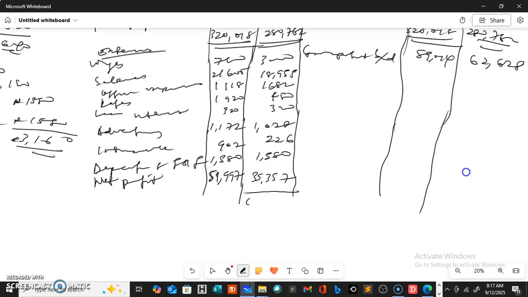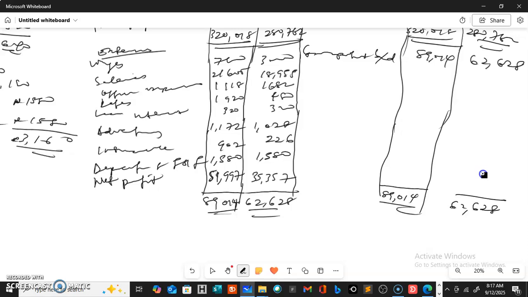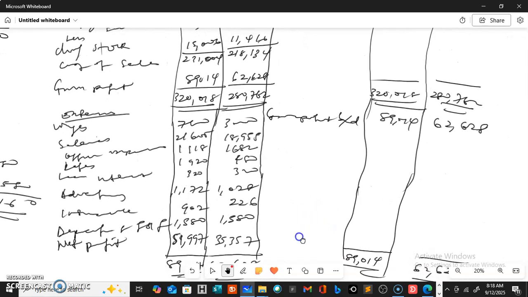At the end of the day, we have 62,628. We have 89,014. So we close the account. So we come down here and also close the account on the right side, okay? So on this note, we are through with our trading profit or loss account. 62,628, okay?